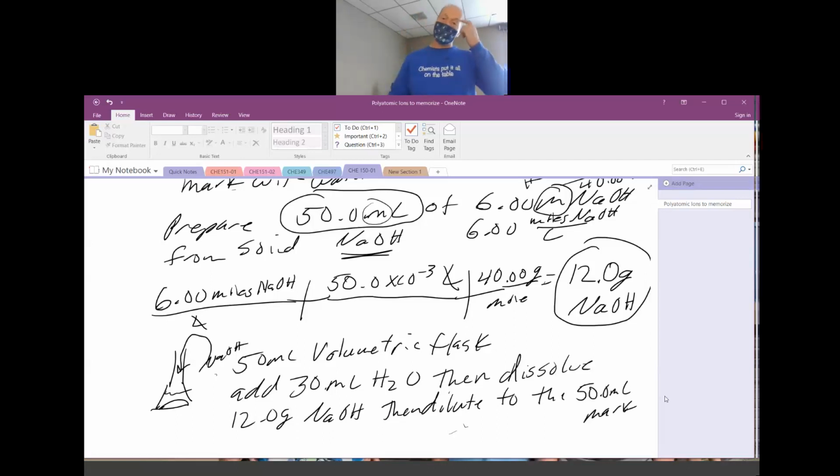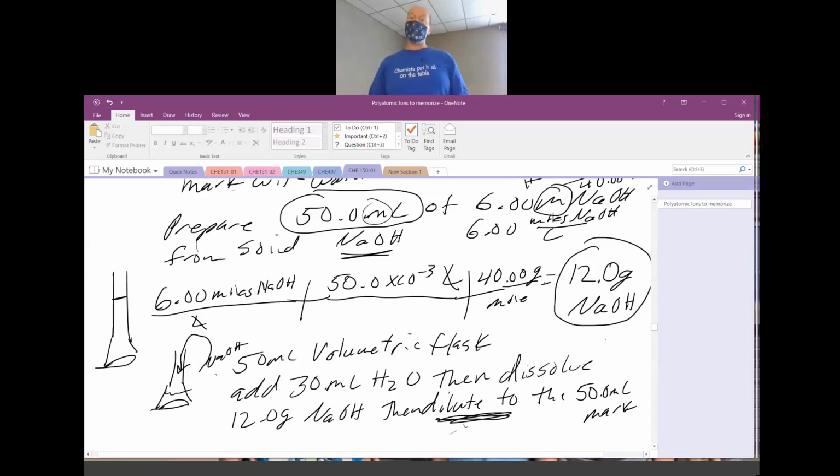All right, so you add water until you get right to that mark. Remember, a volumetric flask has a long neck, and on a volumetric flask there's only one mark. If you have a 50 mL volumetric flask, that mark is for 50 milliliters. Anytime you're making a molar solution, it always has to be diluted to the mark, to the final volume, whatever the final volume is. In this case, it asks for 50 mL, so you would dilute to the 50 mL mark.